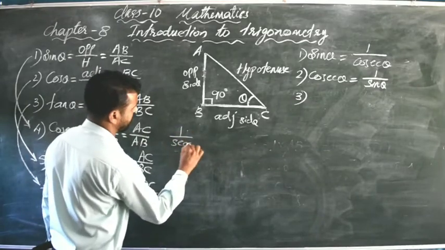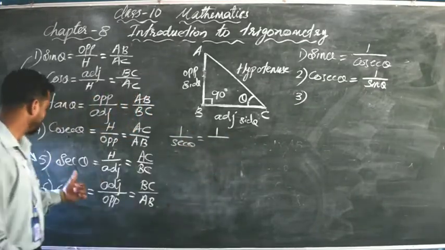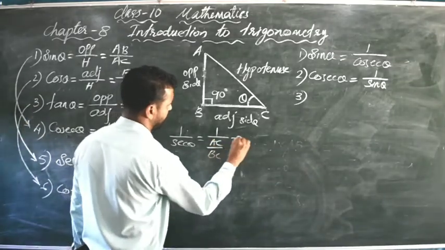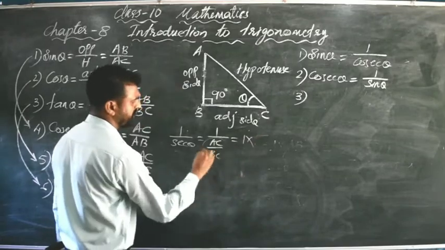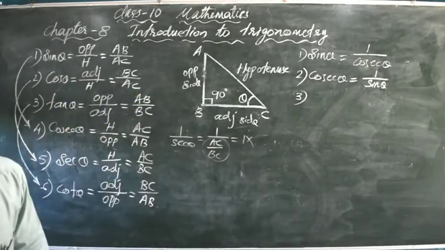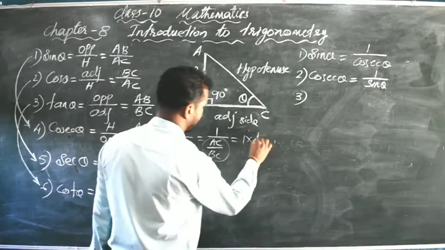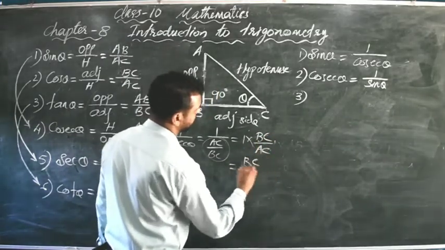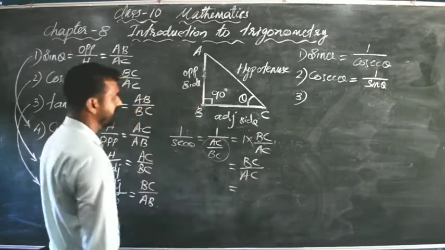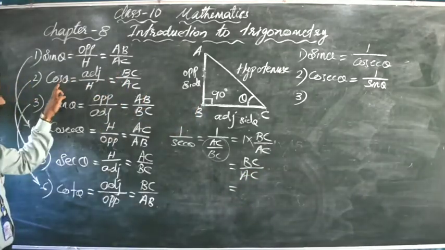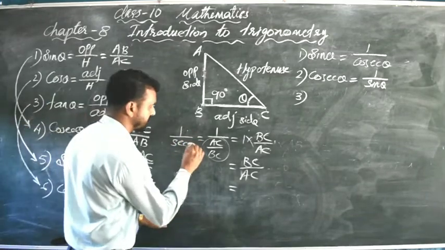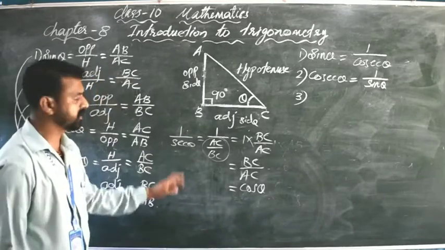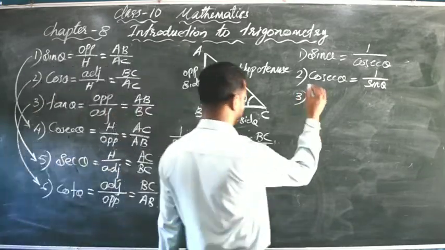1 by sec theta is equal to 1 divided by sec theta. Sec theta is equal to AC by BC. Then that is equal to 1 into the reciprocal of the denominator. What is the reciprocal of AC by BC? That is BC divided by AC. Which ratio is that? Cos theta. So 1 by sec theta is equal to cos theta. Or just the opposite, cos theta is equal to 1 by sec theta. So that is the third formula.